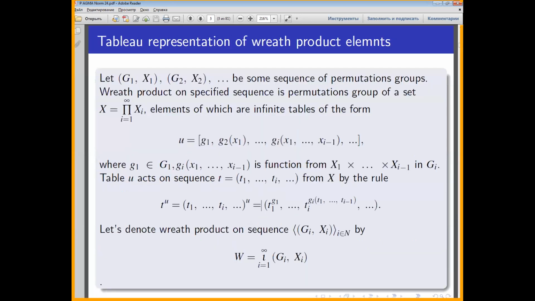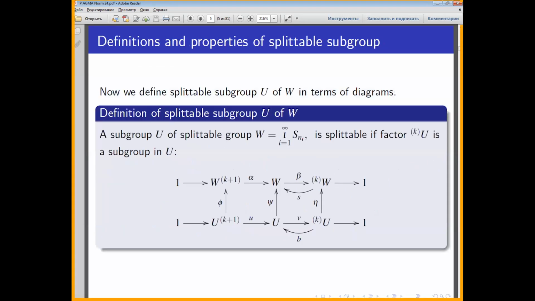Okay. Now we see that an infinite wreath product can be presented by the infinite table of Kaloujnine, where G2 is a group element of the group of functions from X1, on which G1 acts, to group G2, and so on. We call a group splittable if such a sequence splits. It means that the composition of the homomorphism S and the map on B is the identity, the trivial isomorphism on W_k from the left.